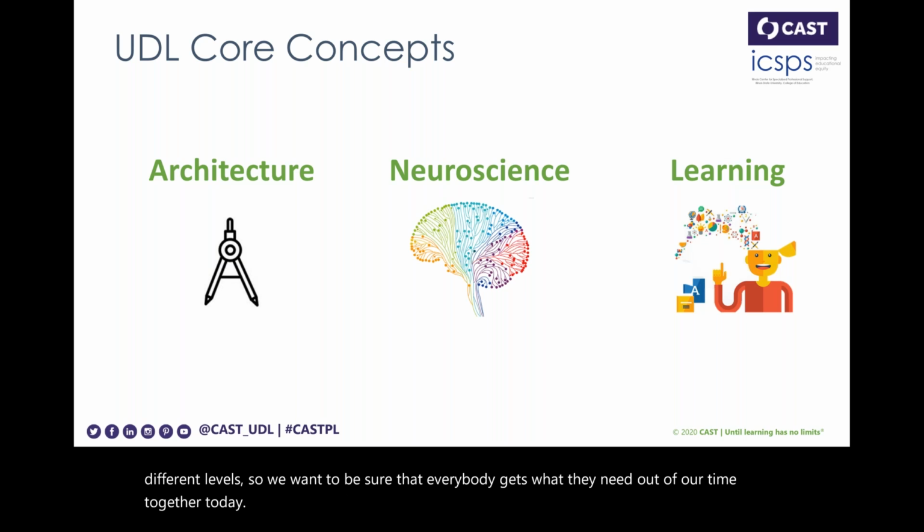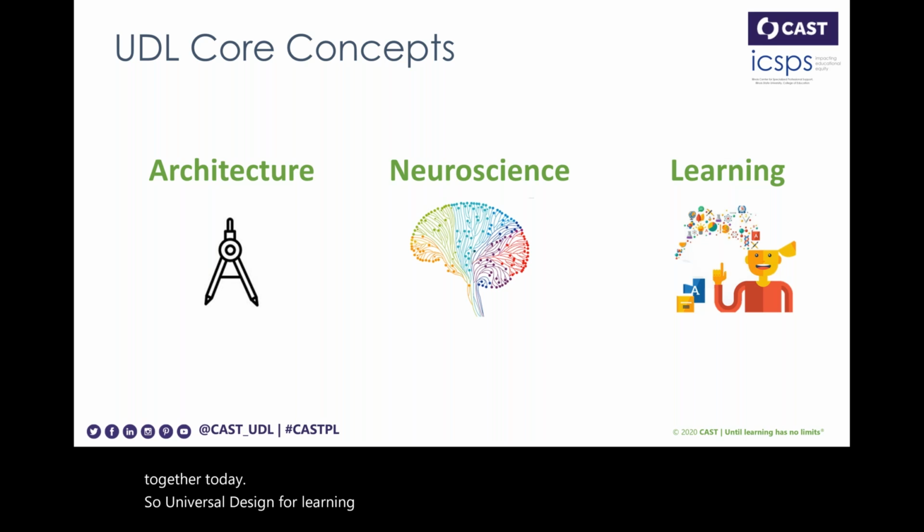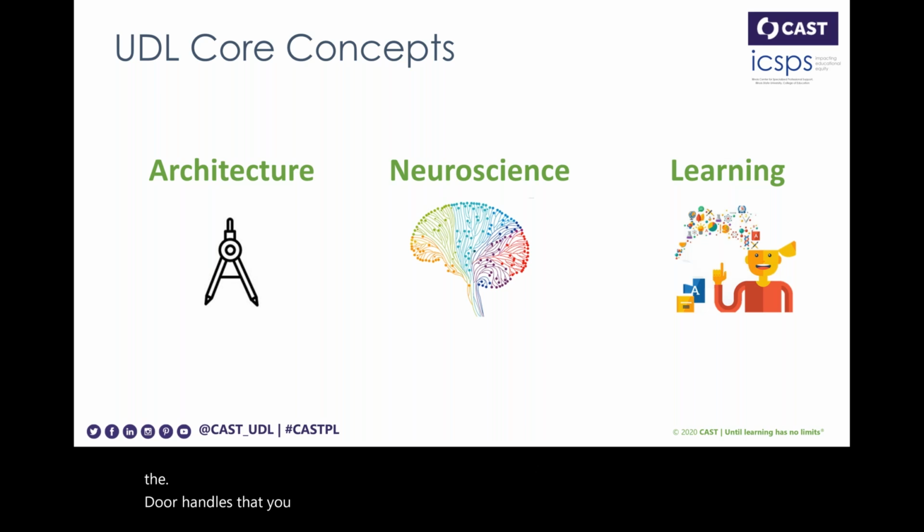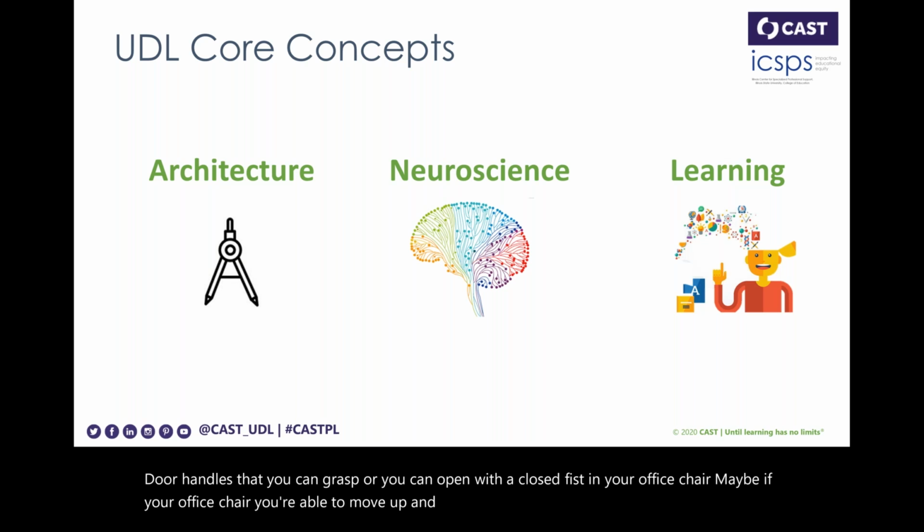So universal design for learning is a core concept that resides in architecture, neuroscience, and learning. In architecture, we have seen it for a long time in those self-moving doors, in door handles that you can grasp or open with a closed fist, in your office chair maybe. If your office chair lets you move up and down and around, that is universal design.